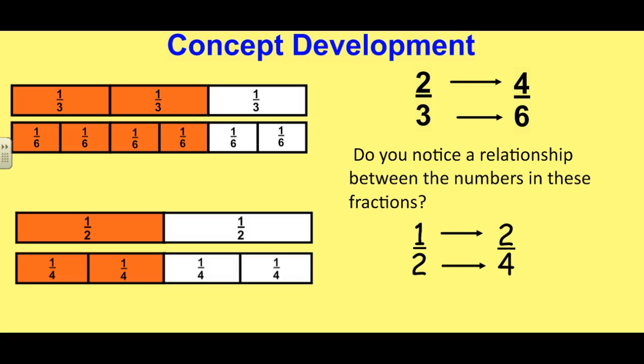But what I want you to look at is, what do you notice, or do you even notice a relationship between the numbers and the fractions? And I want you to see where I put the arrows. What do you notice between the 2 and the 4 and the 3 and the 6 from the top fractions? Or what do you notice when you're going from 1 to 2 and when you're going from 2 to 4? What are they doing to the numbers in the first fraction to get to the numbers in the second fraction?